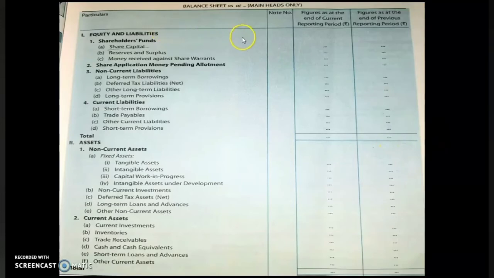Children, you are familiar with the balance sheet of a company. You know that the balance sheet is in this vertical form. We have as Roman letter 1 equity and liabilities, and Roman letter 2 as assets. There is sub-classification in each of these items. The first item under equity and liabilities is shareholders' funds, and under shareholders' funds the first item is share capital. Today we are going to discuss this share capital and its various sub-classifications.